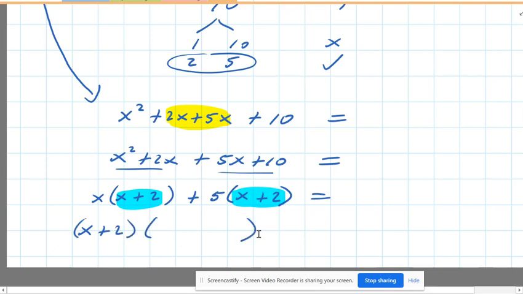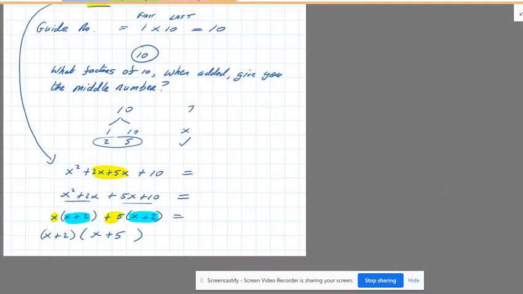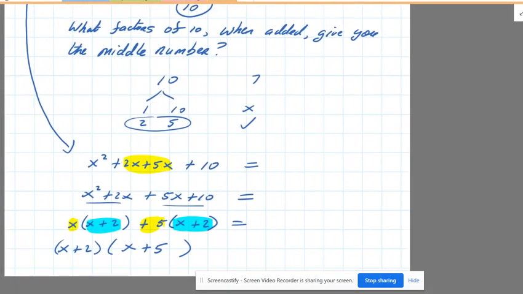Now all that's left over is basically what's in yellow here, which is x and plus 5. So you shove that into the second bracket, x plus 5. And that's it. They are your two factors. So that's what we call the guide number method.